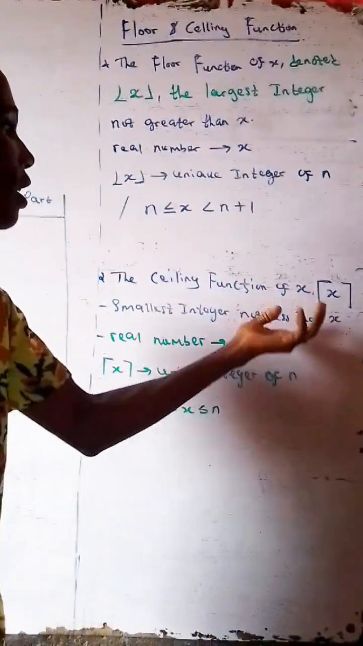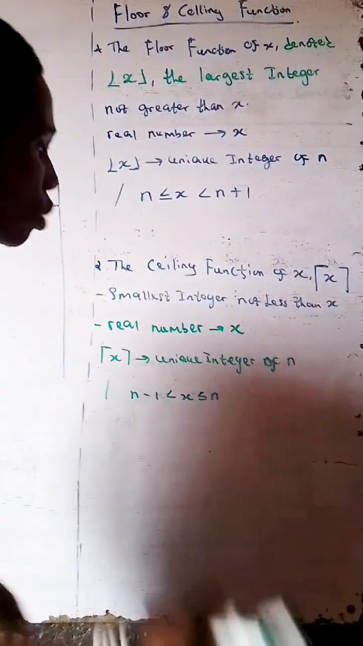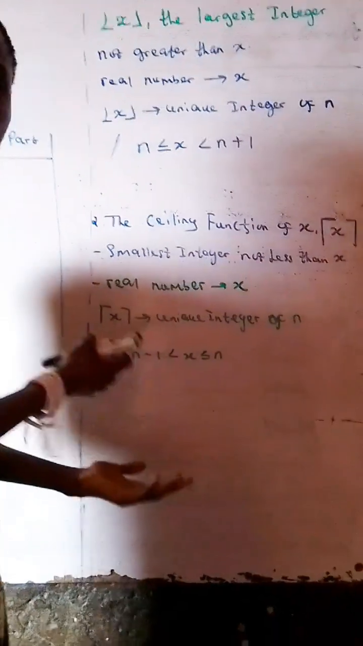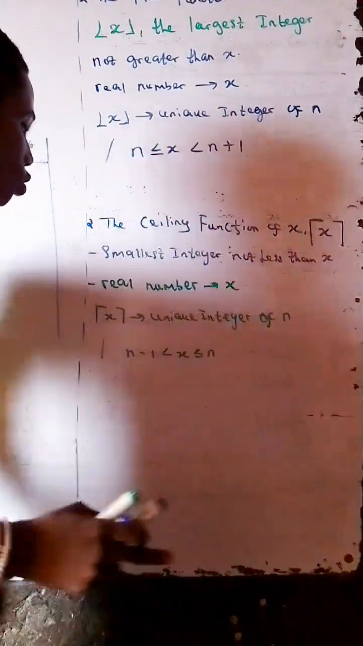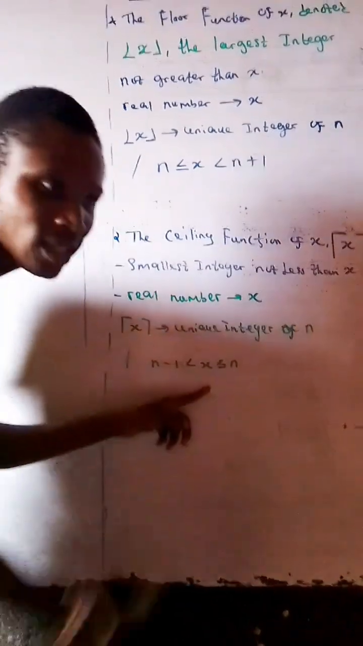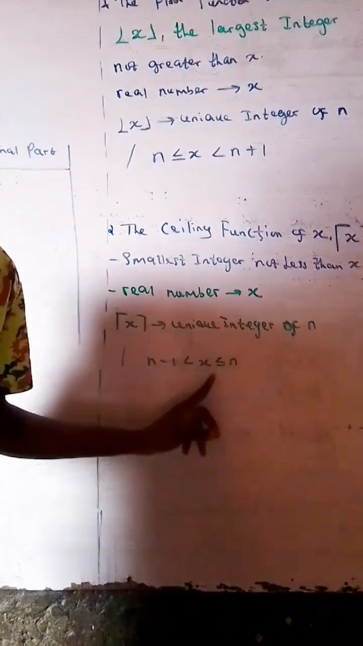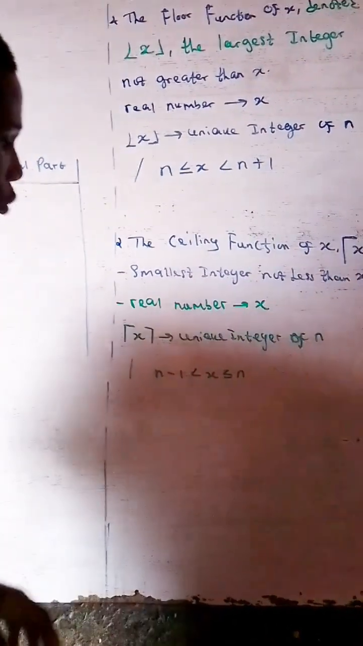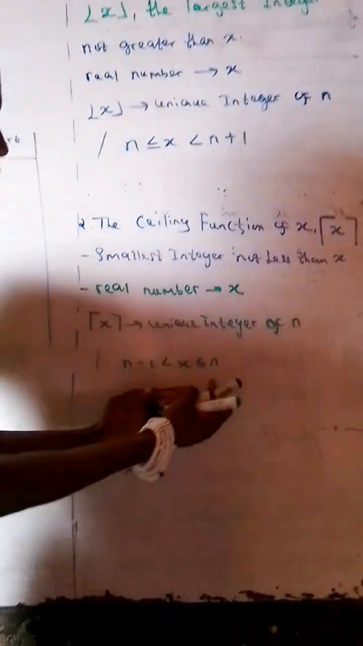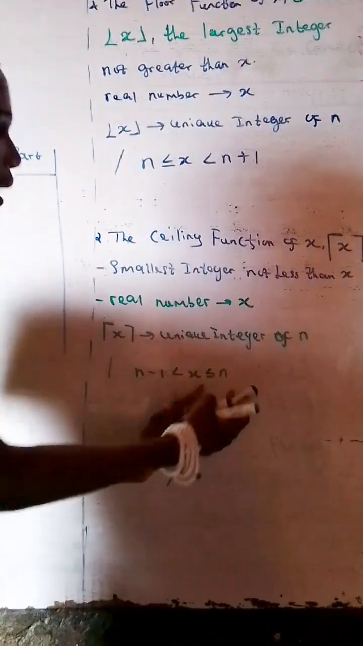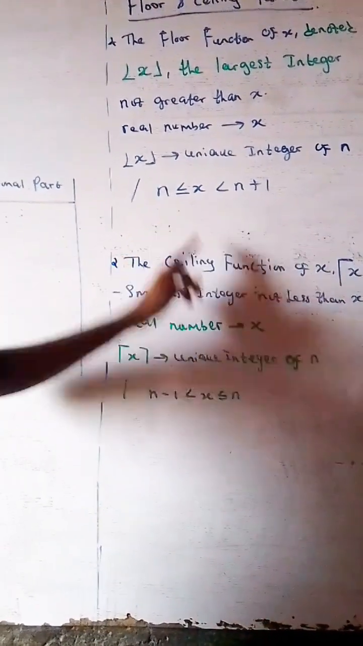The ceiling function of x, which is denoted like this, for a real number x, is a unique integer n such that n minus 1 is less than x, and x is also less than or equal to n. Now, if you look at x being less than or equal to n, it also obeys a particular law here, which means that something is common between these two.